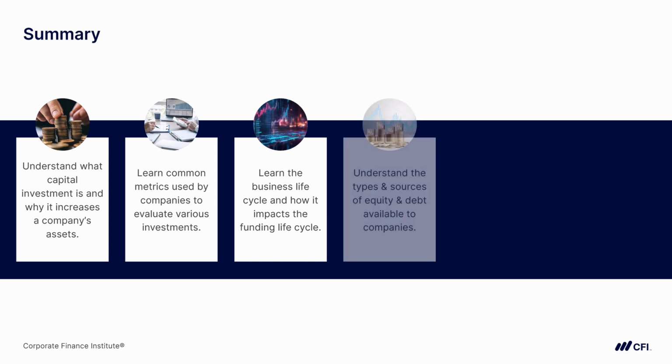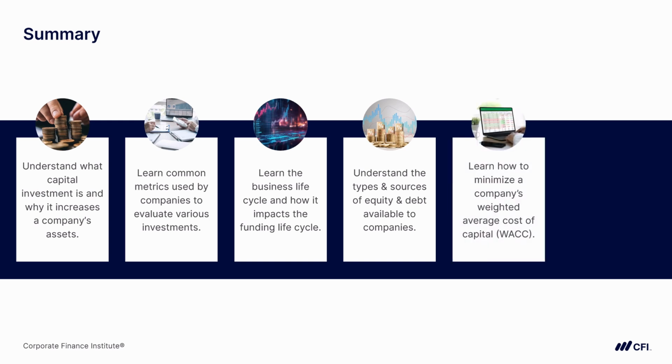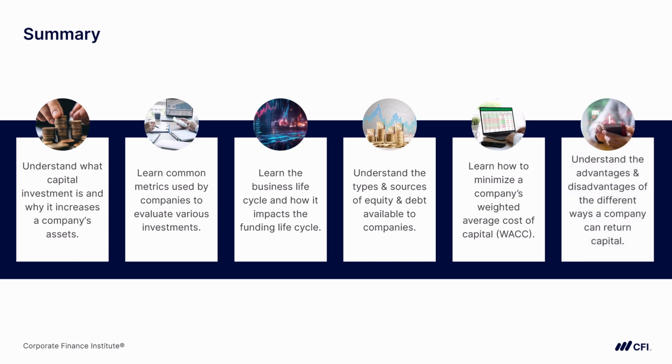We were also able to look at the different types and sources of both equity and debt that are available to companies for financing. We also know now how to optimize a company's capital structure, essentially by minimizing the company's weighted average cost of capital, or WACC. And finally, when a company cannot find appropriate investments to invest in, we understand now the advantages and disadvantages of the different ways a company can return capital to shareholders.